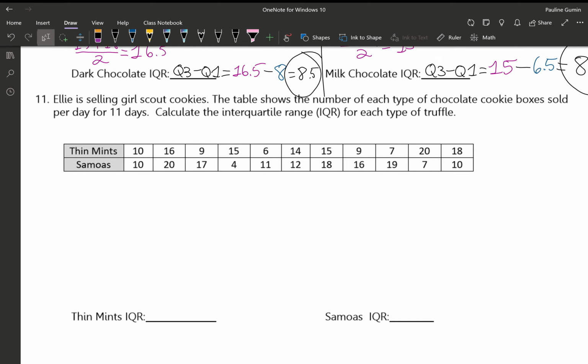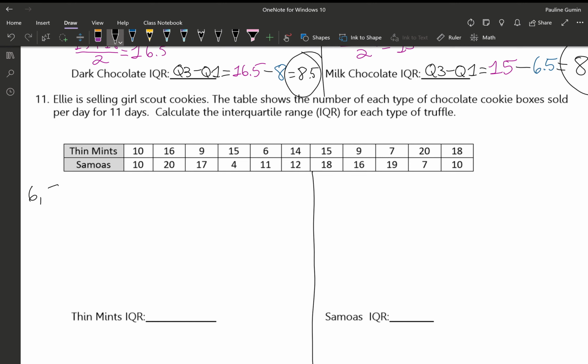Thin mints. Oh my goodness. If y'all have ever tried thin mints, put them in the freezer and then eat them. It's amazing. But I know that's not everyone's favorite because some people say it tastes like toothpaste, but I love it. All right, tangent.